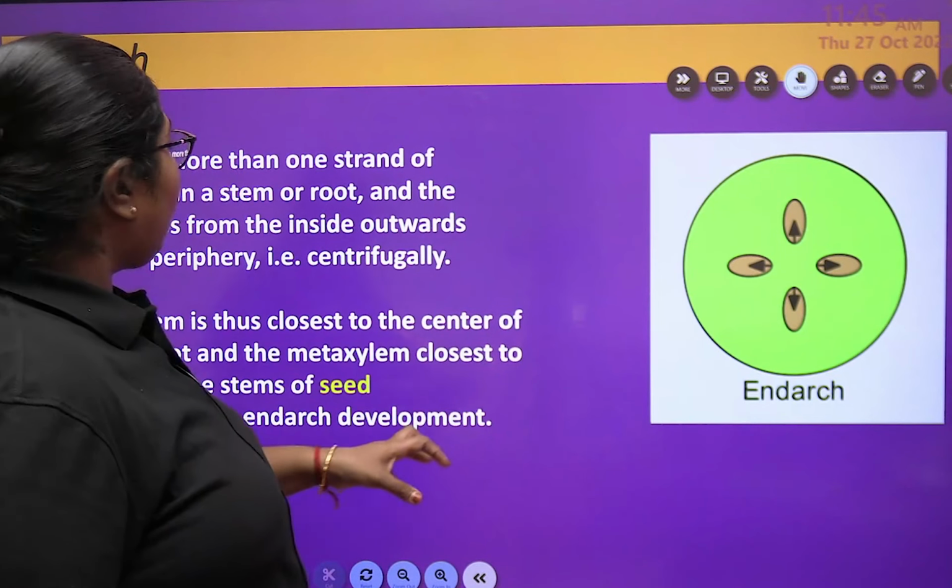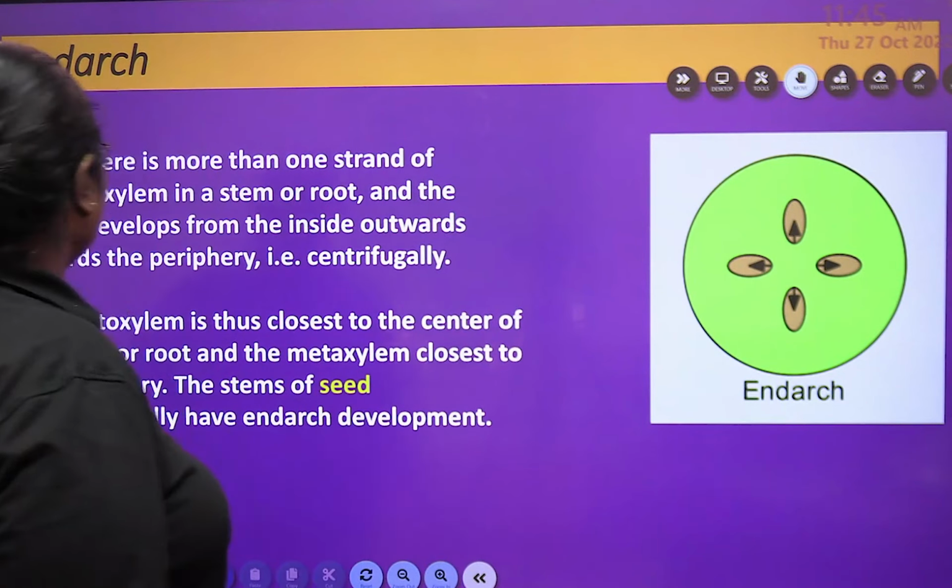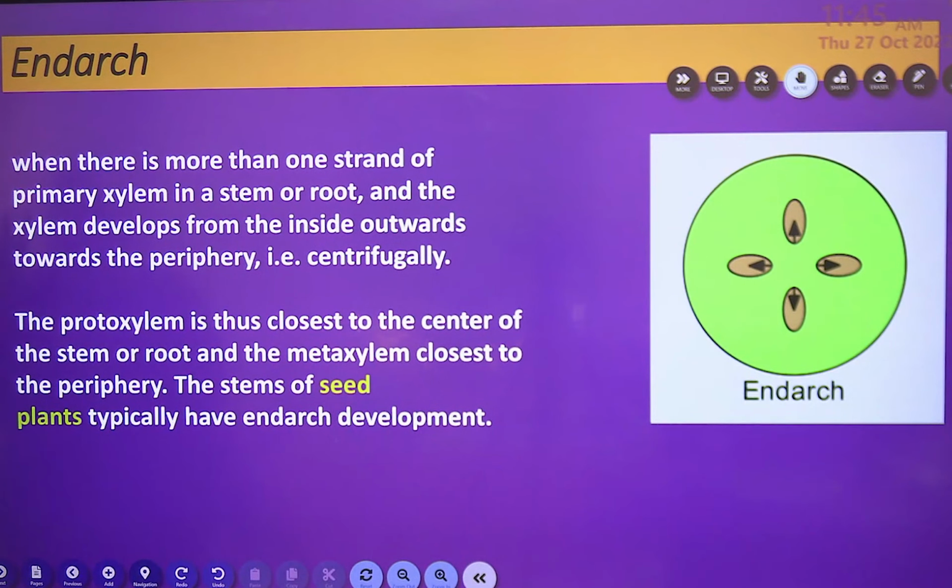Next is called endarch. In this endarch, what happens is that the protoxylem is going to be close to the center of the stem.